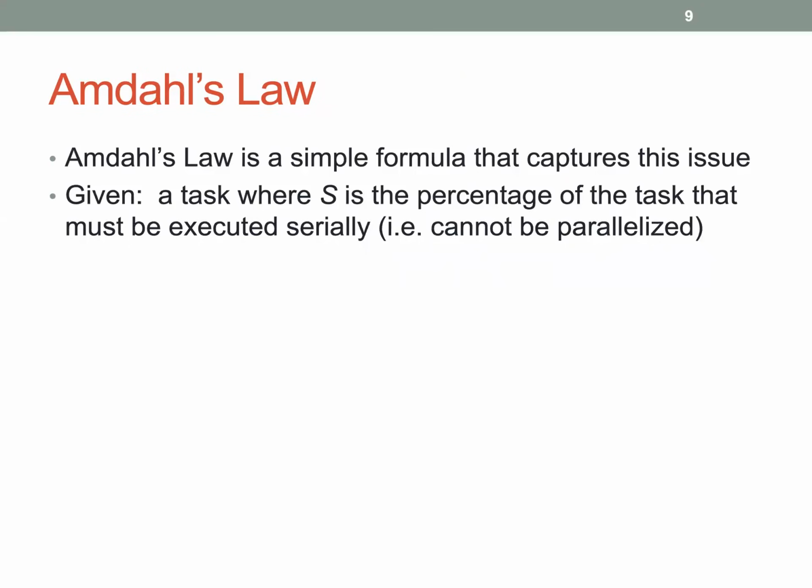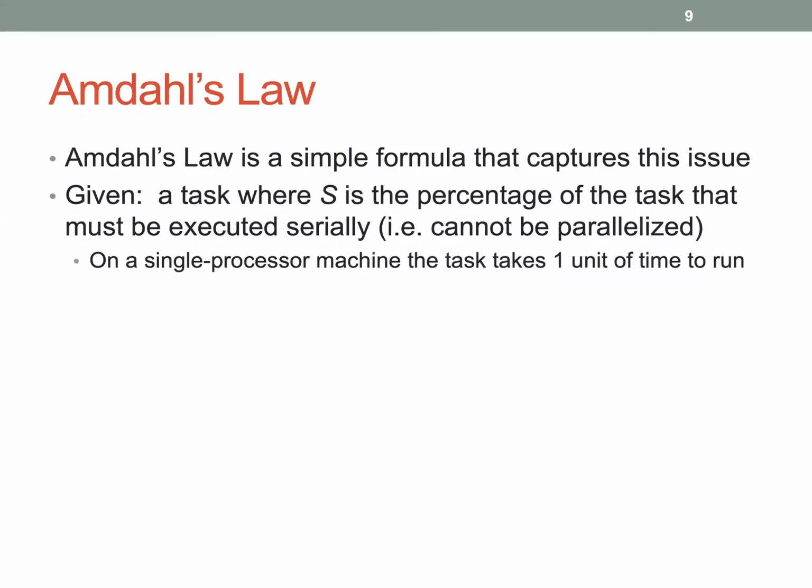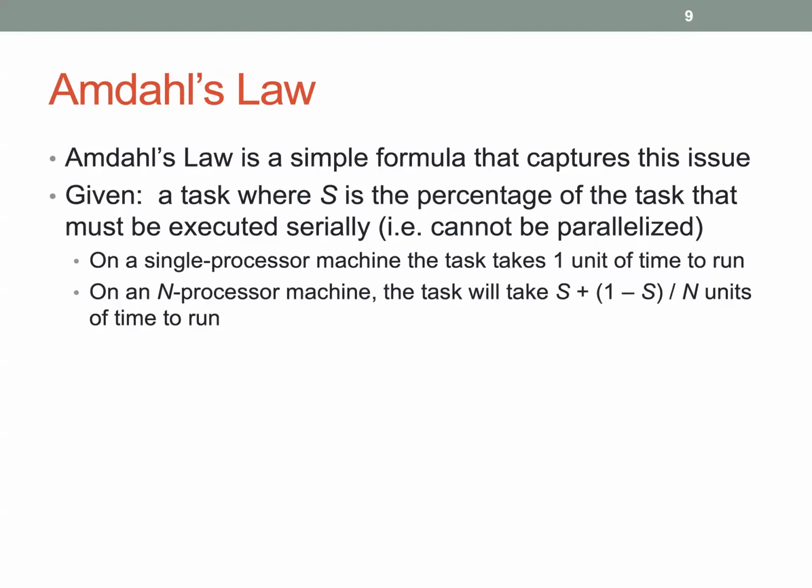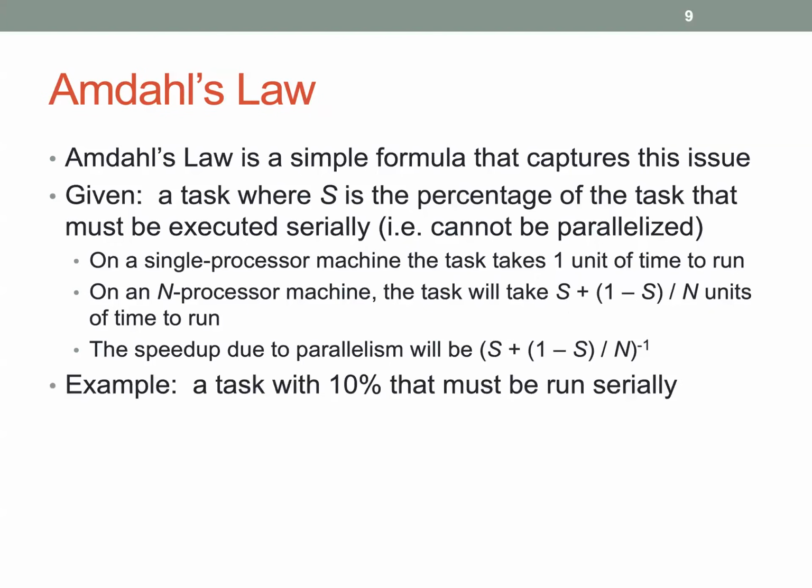But you have S as the percentage of the tasks that must be executed serially. On a single processor machine, that'll take 1 unit of time. On an n processor machine, notice S is the sequential part. This is not complicated. If only all math was this simple. And 1 minus S is the parallel part that can actually be divided over the n processors. And so this is going to be the speed up due to parallelism. It's just 1 over the amount of time it takes to run.